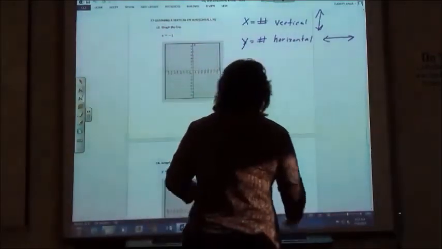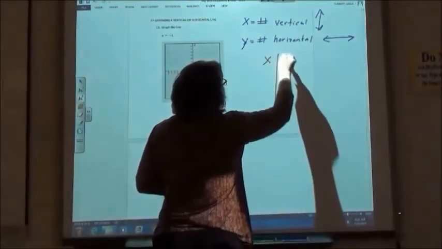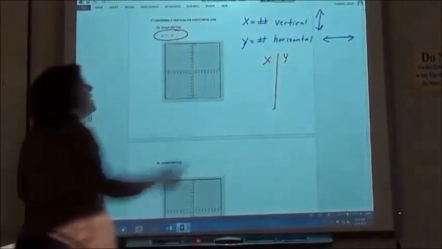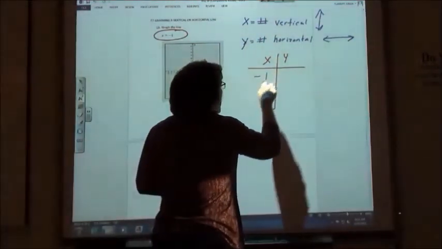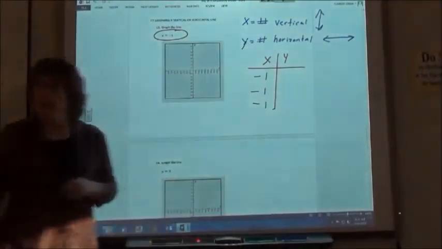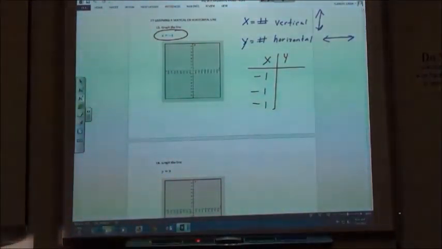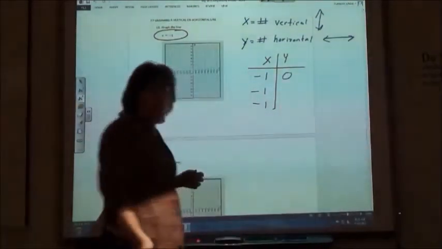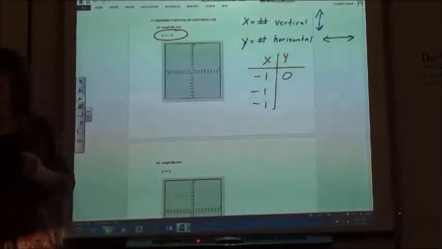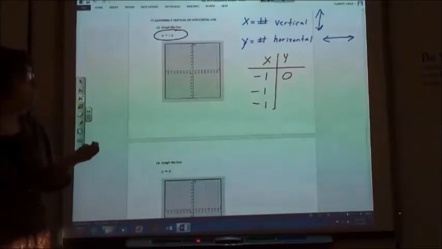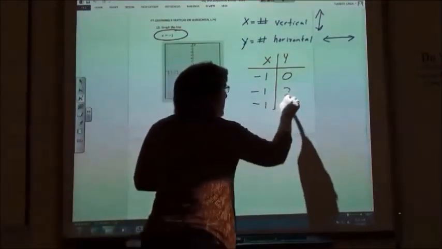Now when I'm making my table and I'm saying that x is equal to -1, it means in my table every single x value has to be -1. So I'm just going to do 3 points. I'm going to make all of my x's -1 because it tells me x has to be -1. The y values can be whatever I want to use for the y values. I always like to use 0, and then I just pick a couple more values for y. What else might you want to use for y? 2 and 4, okay?